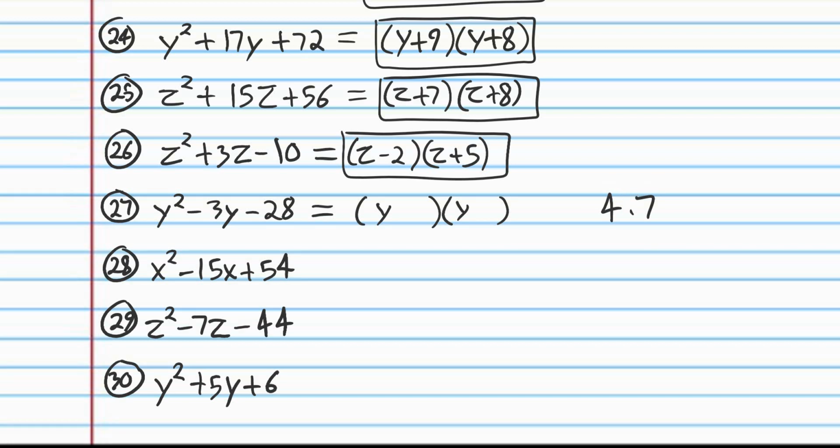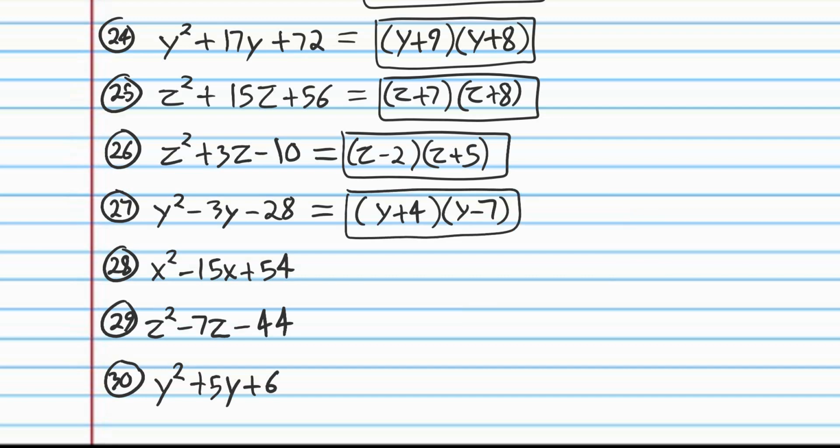So let's try 4. Let's make 4 negative. So that works. Negative 4 times 7 is negative 28. But when you add them together, negative 4 plus 7, that would be positive 3. We have a negative 3. So all that means is that you have to switch the signs. It's got to be a positive 4 and a negative 7. So if you got that answer, good job.